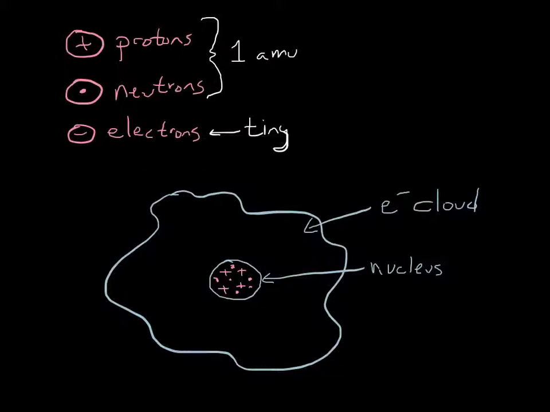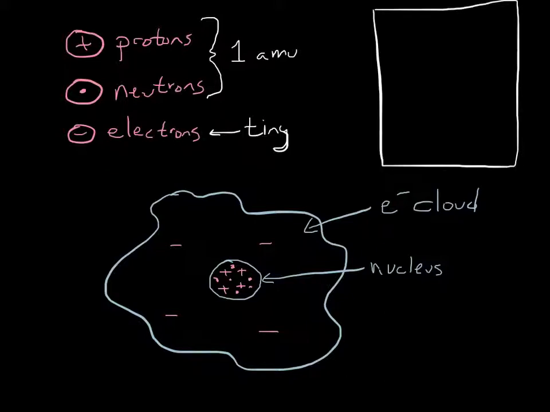If we were to visualize this on our level, this would be like a ping pong ball sitting in the middle of a football field, with the ping pong ball being the nucleus and the football field being the electron cloud. So the nucleus compared to the electron cloud, huge difference in size. The electrons are out there in the electron cloud, and there's usually just as many electrons as there are protons in a neutral atom. So we're going to go ahead and sketch 4 electrons out there in that electron cloud.